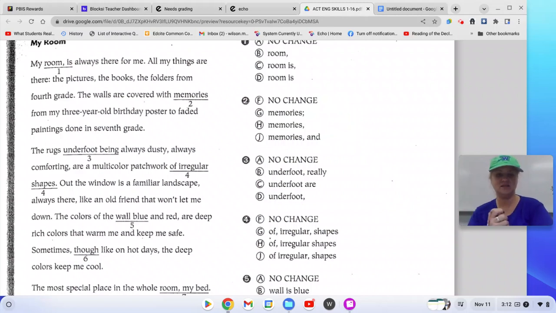So it's not G. The walls are covered with memories, from my 3-year-old birthday poster to faded paintings done in the 7th grade. So we're pausing after the word memories. We're not changing it in J to have the word "and." And if it was F, no change, we would have to come up for error. It would be very hard: the walls are covered with memories from my 3-year-old birthday poster to faded paintings done in the 7th grade. Okay, so it's not F, it's not G, and it's not J.